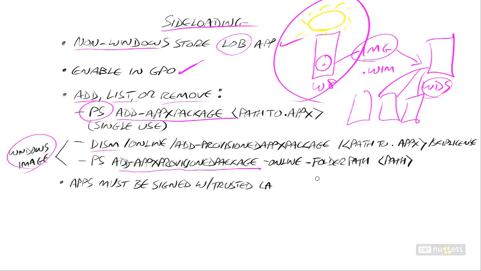Okay. I also want to point out that the side-loaded apps that you've created, or that you've had a developer create for you, have to be signed with a trusted certification authority. So the client that's trying to install this line of business app, when they see that signature, has to be able to trace it back to a trusted certification authority. Otherwise, the app will not install.